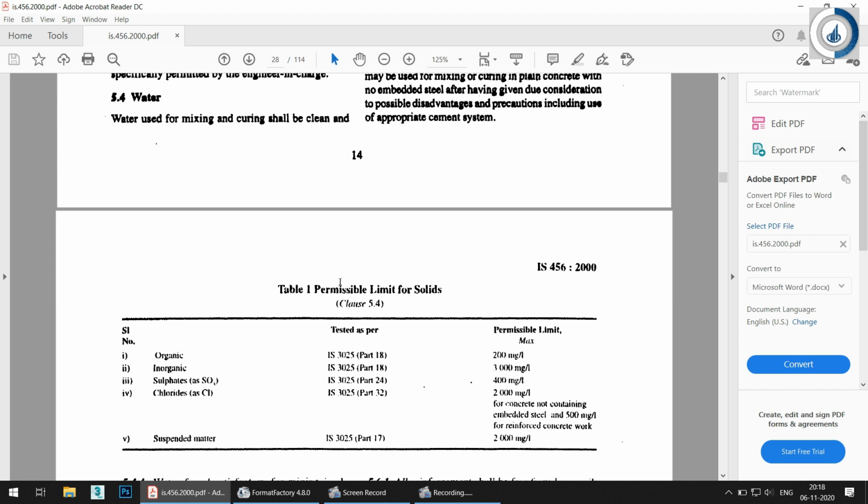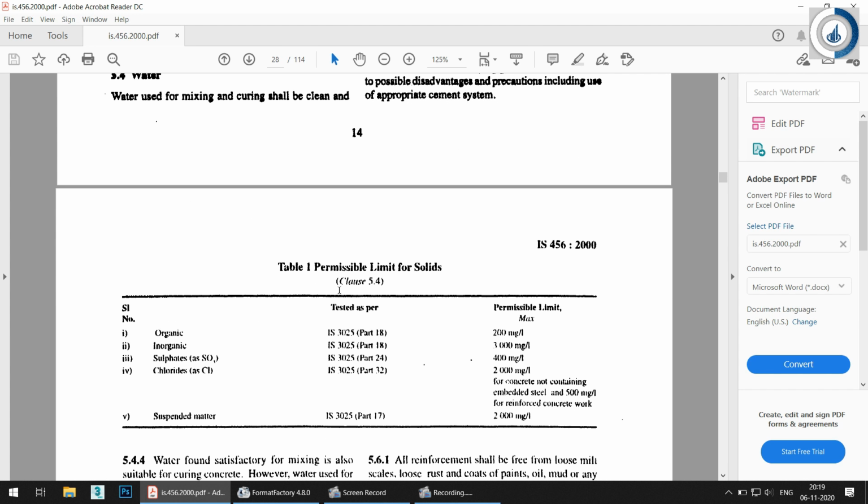This was Table 1 which I had mentioned above, the permissible limit for solids. If organic matter is present, the permissible limit is 200 milligrams per liter, and if it is inorganic, 3000 milligrams per liter.